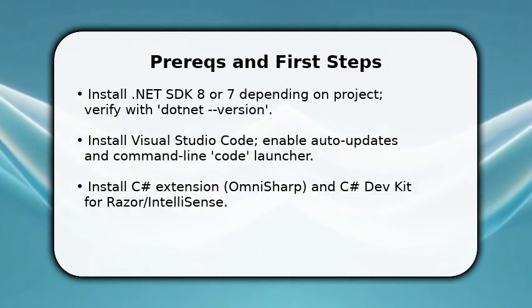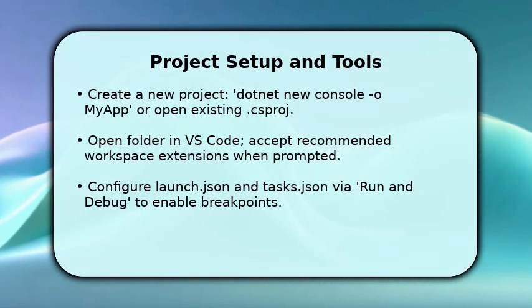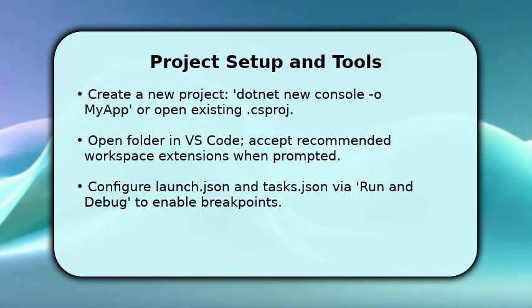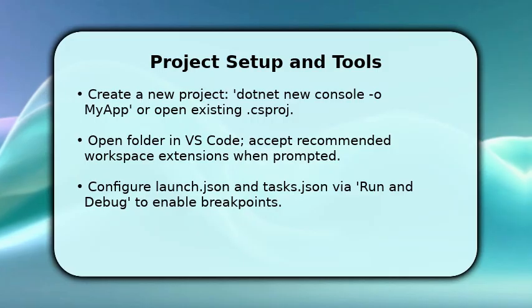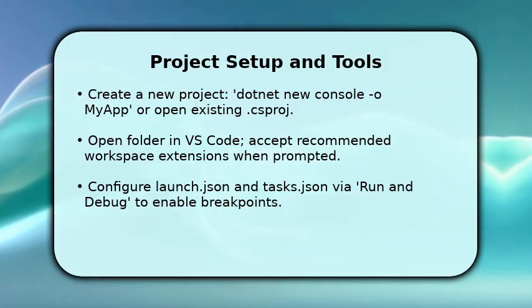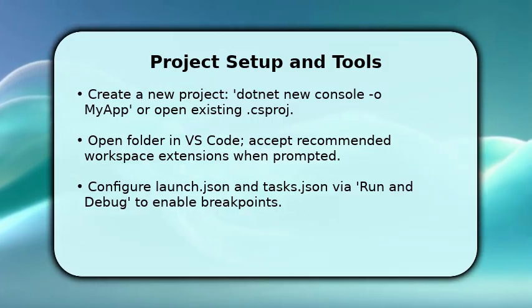You now create or open the project and wire up tooling. Use dotnet new console -o MyApp for a quick app, or open an existing .csproj folder. When VS Code prompts, accept recommended extensions so OmniSharp and the debugger attach automatically.